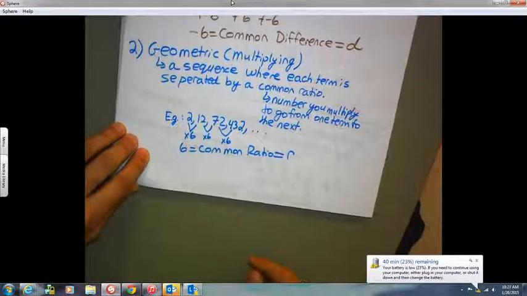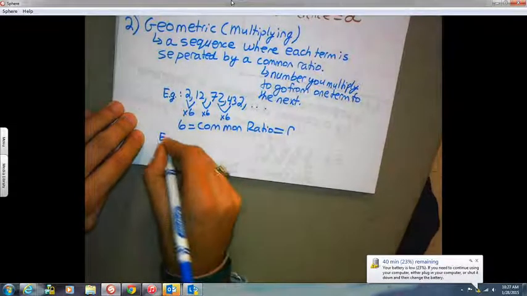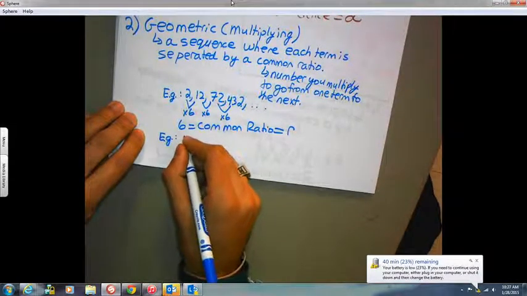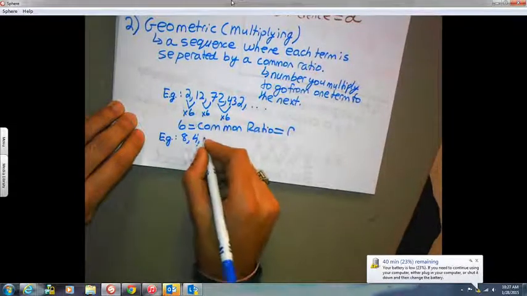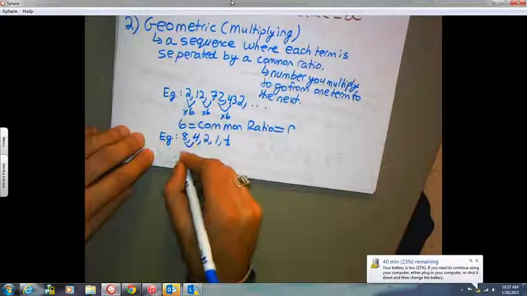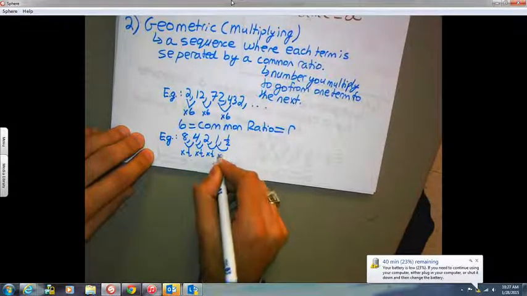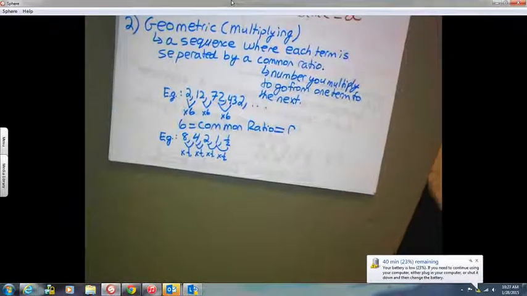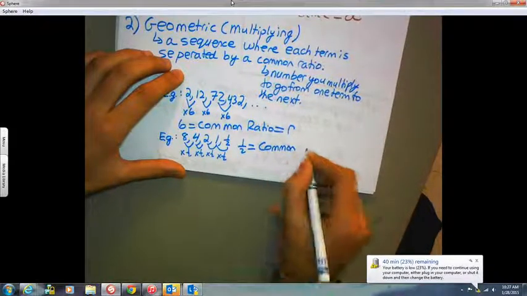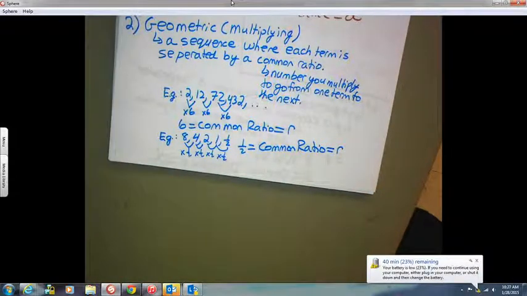Another example: 8, 4, 2, 1, 1/2. Here, every time I multiply by 1/2. It is the same thing as dividing by 2, but we say the common ratio is 1/2. So 1/2 equals the common ratio, and that is abbreviated as R. Questions?